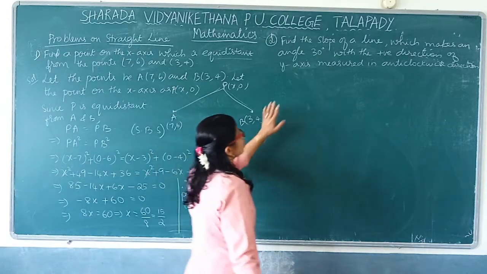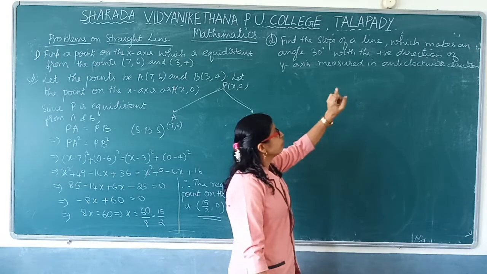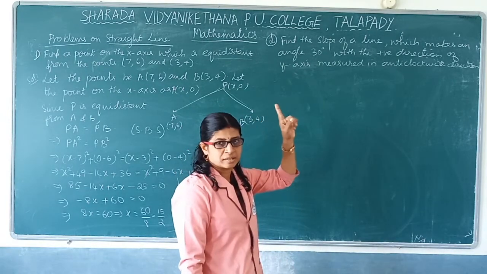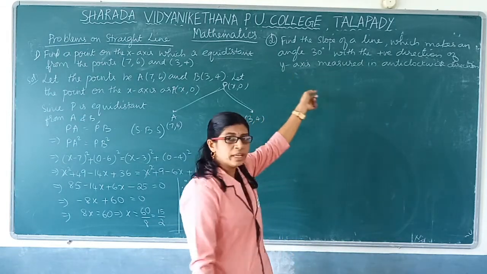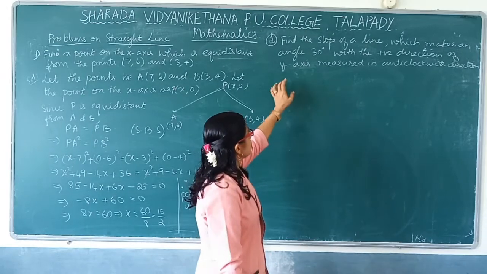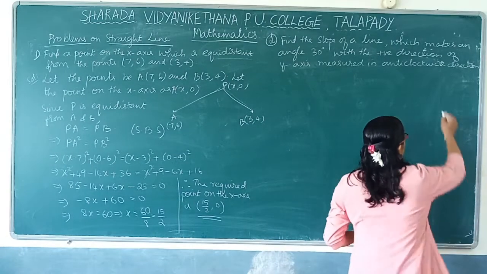Now we go to second question. What is the second question? Just read the question. Find the slope of a line which makes an angle 30 degree with the positive direction of y-axis. Read the question carefully. They have told positive direction of y-axis. Y-axis is upper side of 0, above the origin. Okay, positive side of the y-axis measured in the anti-clockwise direction.